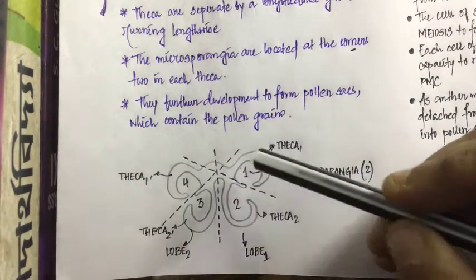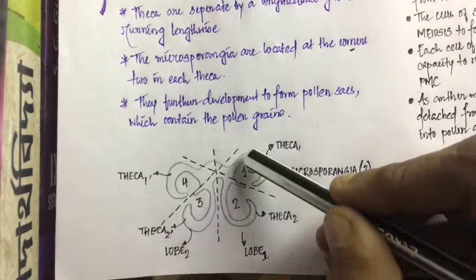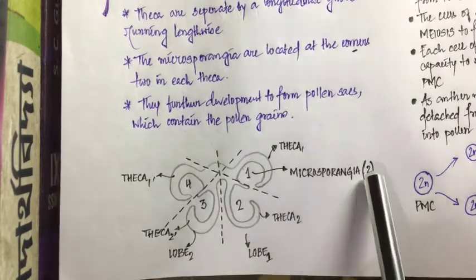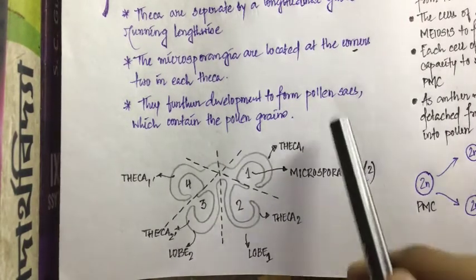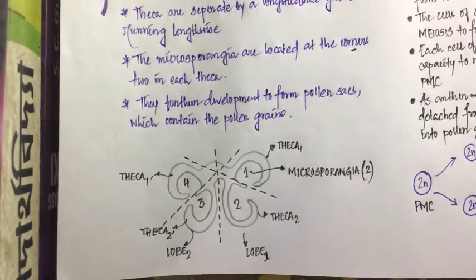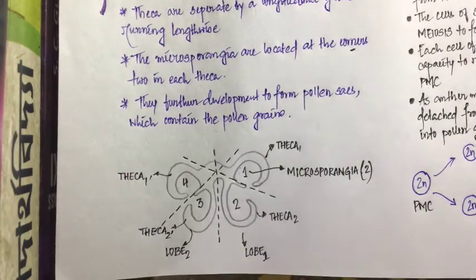Clear? In each of these theca, how many microsporangia are found? 2 microsporangia are found in each theca. Clear? What is the function of these microsporangia? They will develop to form pollen sacs, inside which what will be present? Pollen grains will be present. Clear? So now next what we are going to see is the structure of each of these microsporangia.